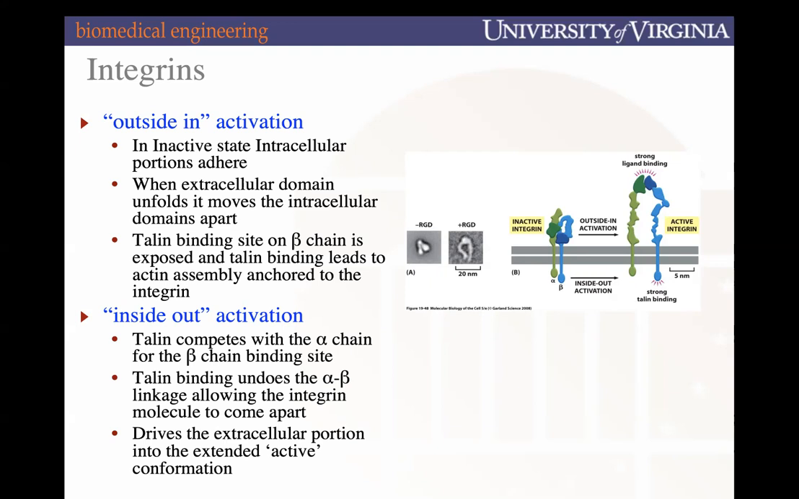But there's also inside-out. So when it's in this bent inactive conformation, all these proteins that can bind to that beta subunit are competing with the alpha chain or alpha subunit to get there. And once that binding occurs, that can actually trigger the opening and unfolding of the integrin receptor and facilitate more easy engagement with the extracellular environment.